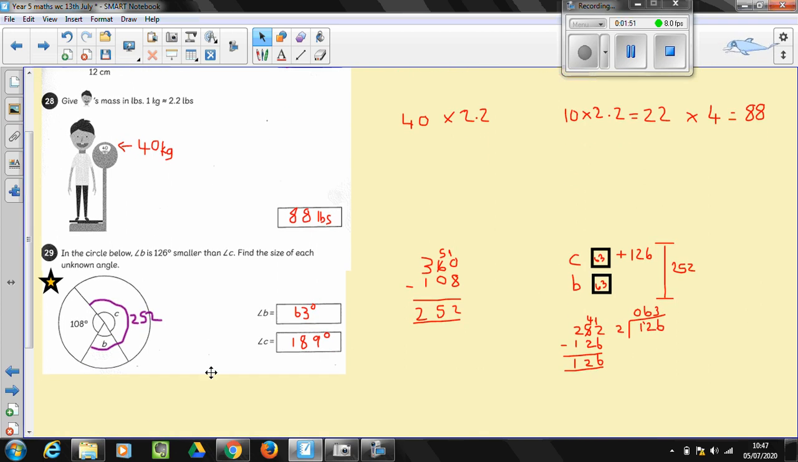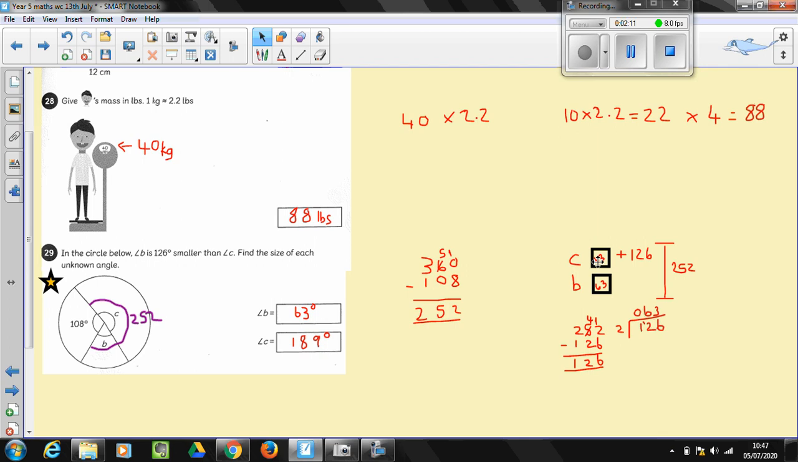Question 29. I need to use the angle fact that angles in a circle or around a point equal 360 degrees. So I started there. I knew the total was 360 and I already had 108. That told me that what was left was 252.